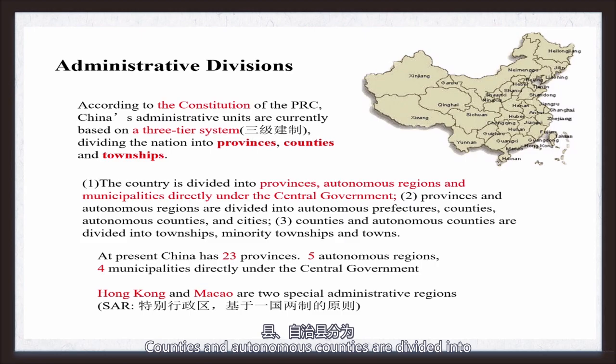Counties and autonomous counties are divided into townships, minority townships, and towns. At present, China has 23 provinces, 5 autonomous regions, and 4 municipalities directly under the central government. Hong Kong and Macau are 2 special administrative regions.